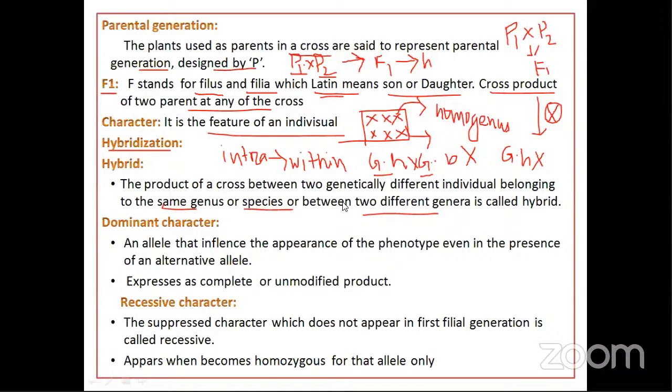But very precisely, if you want to say intervarietal, you have to check which two parents you are using, whether they are different varieties or not. So broadly, you can call intra-specific as intervarietal. Then coming to dominant character and recessive character, I already explained.